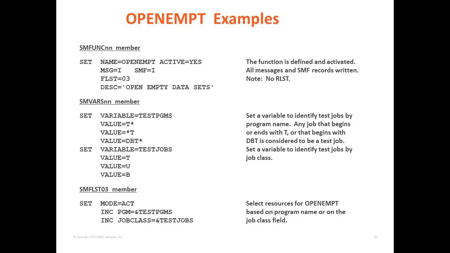An example of coding the OPENEMPT function. Again, we have all messages and the complete SMF collection, and the FLST suffix is 03. We have defined variables in the SM vars member, one for test PGMS and one for test jobs. Because the OPENEMPT does not require an RLST, we only have to code the resources to be considered in our FLST. The filter is active for all programs defined in our test PGMS variable, and also any job classes that are contained in our test jobs variable.